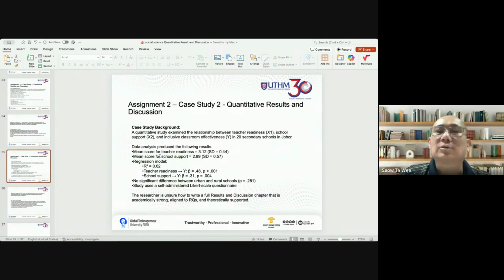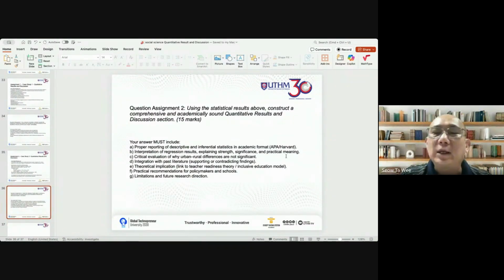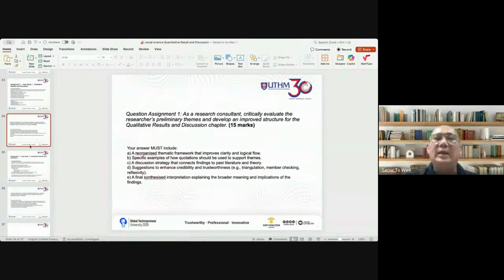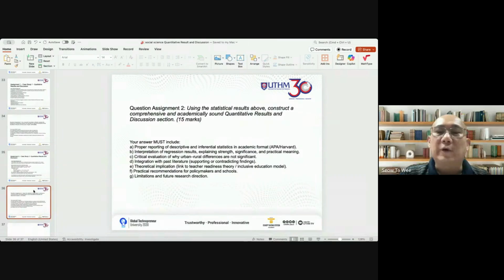And when you have the data, it is the same way you try to analyze it. And then you try to explain it with some research study, a previous research study, either contrasting or supporting.